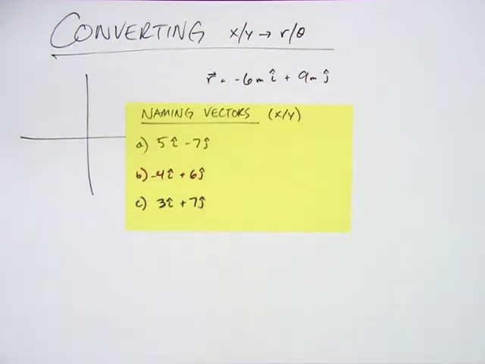So we have three vectors here. Vector A is 5i minus 7j. Vector B is minus 4i plus 6j. And vector C is 3i plus 7j. So go ahead and draw a coordinate plane and then draw out these combinations of vectors. And go ahead and pause the video and check your answers in a minute.